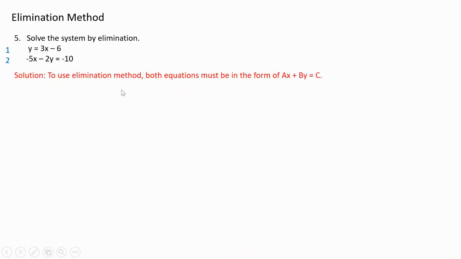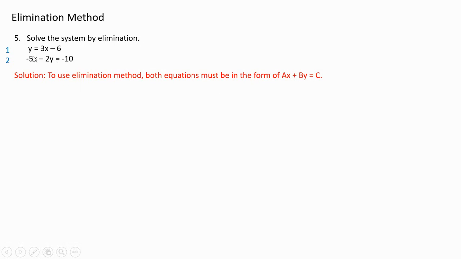You see, to use the elimination method, both equations must be in the form ax plus by equals c. In some books, this is called the general form. In the book that we're using right now, they just say the rule, ax plus by equals c. That's why I didn't call it a specific name, because in this book they just say the rule ax plus by equals c. So both equations 1 and 2 must be in this form here.